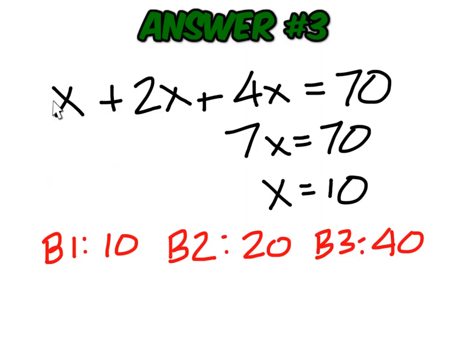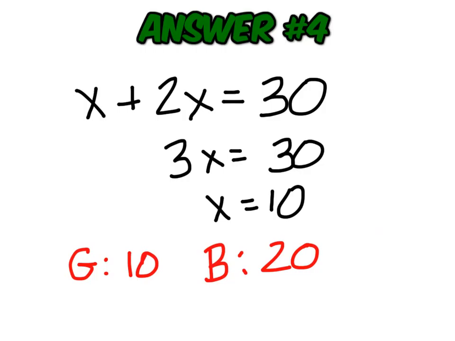Alright, on this one, it is x plus 2x plus 4x equals 70. If you simplify this, you get 7x. Divide 70 by 7 to get 10. And bucket 1 would have been 10, 2 is 20, and 3 is 40.